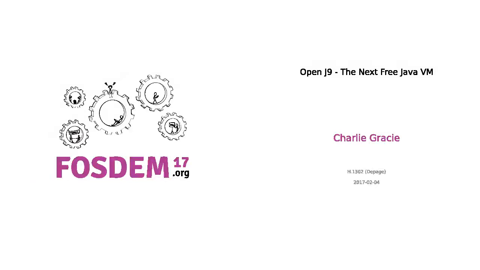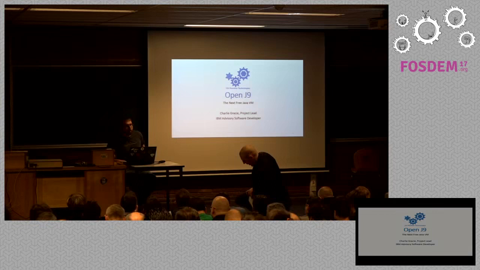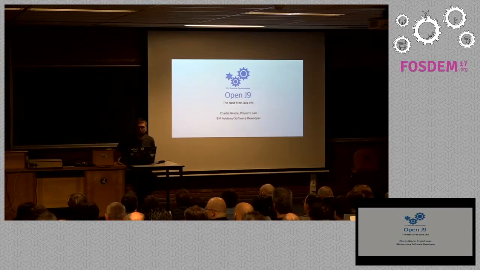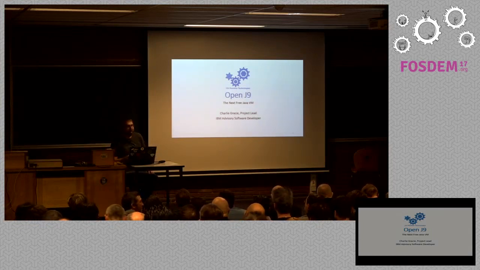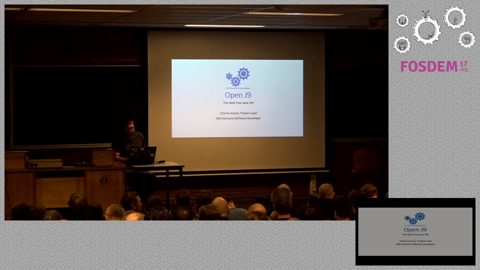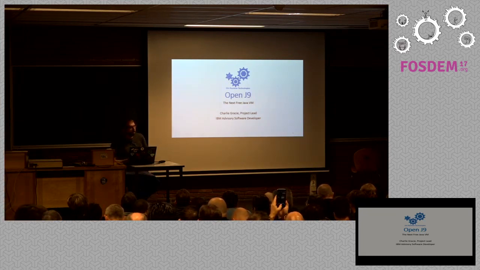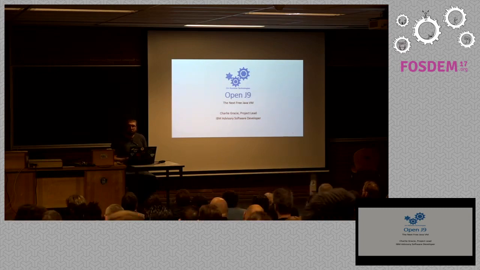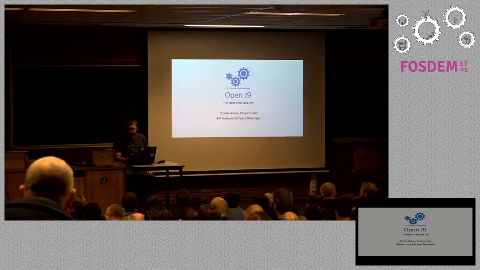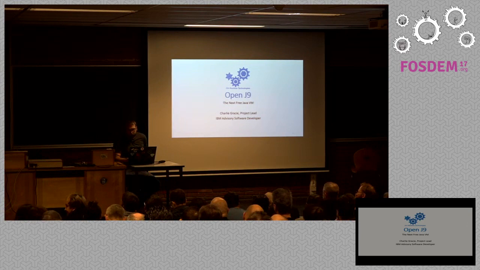So I'm not probably as recognizable as Mark with most of the people here, so I'll actually introduce myself. My name's Charlie Gracie. I'm project lead at the Eclipse OMR project, and I'm also a software developer for IBM on the J9 Java virtual machine. I've been working on the Java VM for IBM for about 13 or 14 years now.